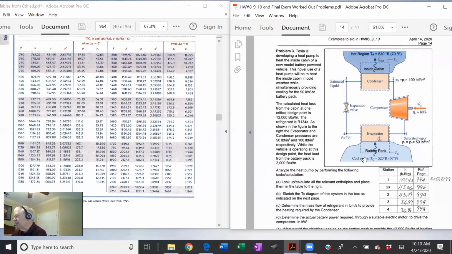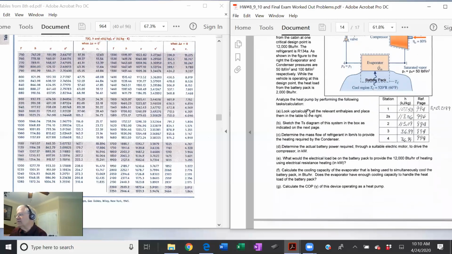So we got the battery pack down here in the cold area of the cycle, and we got the inside of the cabin up here at the hot area. We got a compressor efficiency of 80%. This is really important because this battery pack has to power this compressor. So we don't want to drain our battery heating the cabin. That's the whole idea of this heat pump.